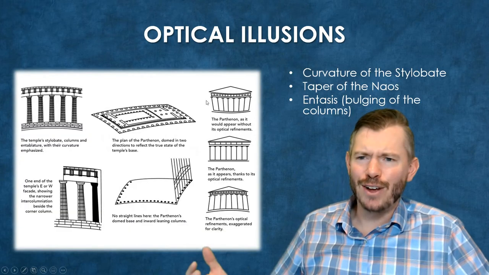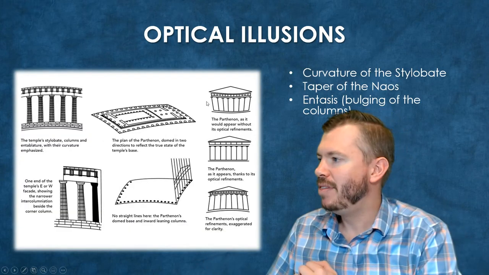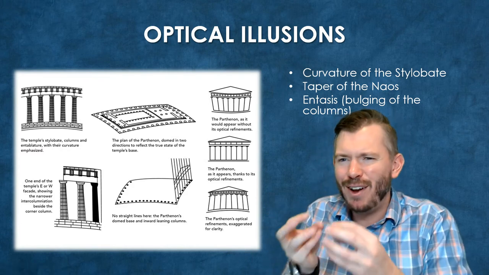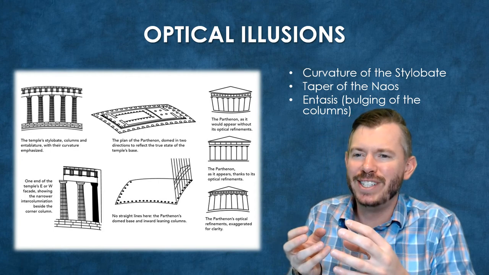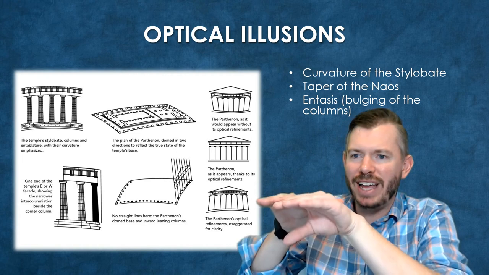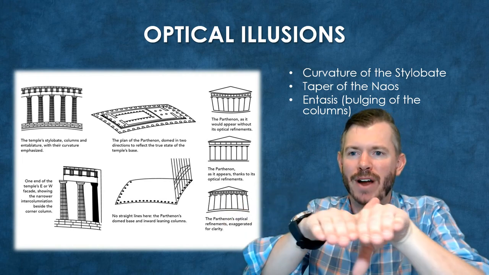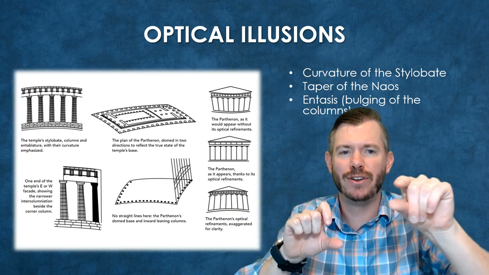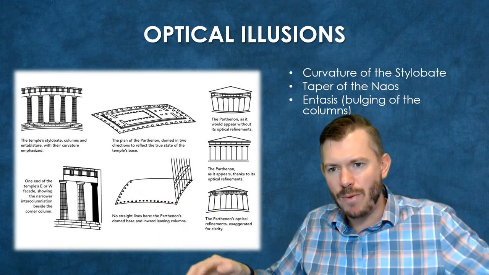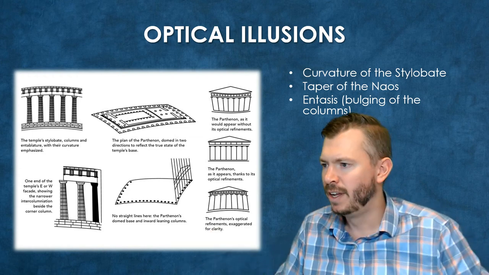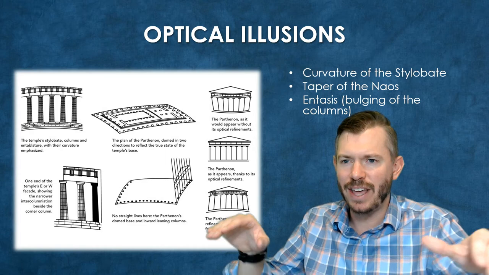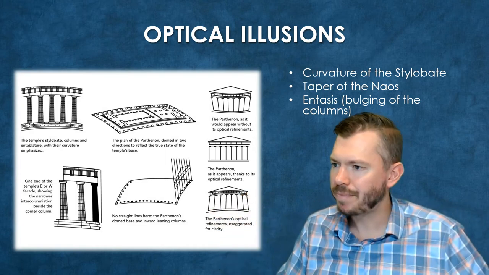Okay, one of the cool things is that with the construction of this, there are small optical illusions built into the temple to make it look right. So one is a curvature of the platform, right? It's very, very slightly curved. If you measure it in the middle, it's a couple inches higher than on the sides. That allows rainwater to filter off. It also makes it look flat from a distance, because otherwise from a distance it would look kind of concave.